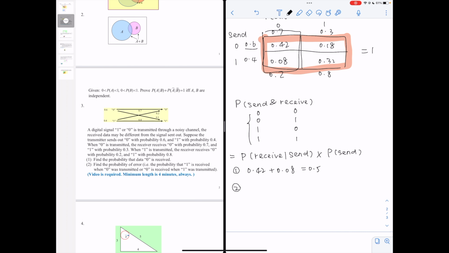The second problem is to find the probability of error, and we already talked about that early on. And we need to combine the numbers in those two boxes. And that gives us 0.26.